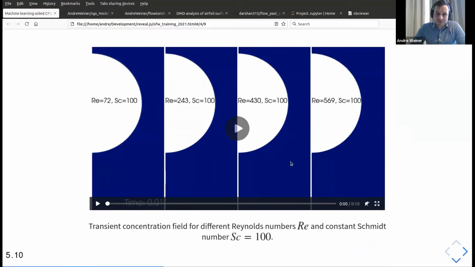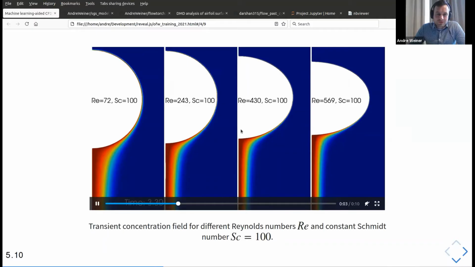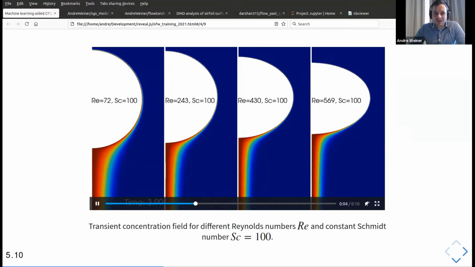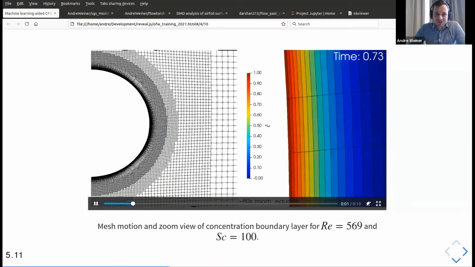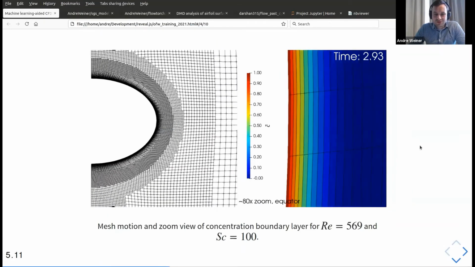Now here's an example of how this looks. Here are just physisorption examples at a Schmidt number of 100, which is already quite realistic. And we can now extract all the different data we need for validation from those simulations. Here I have another animation where I just zoomed in at the boundary layer. You see this is about 80 times enlarged around the equator.